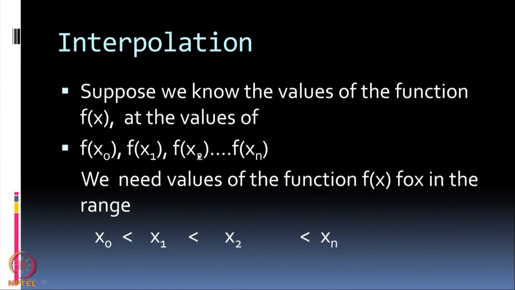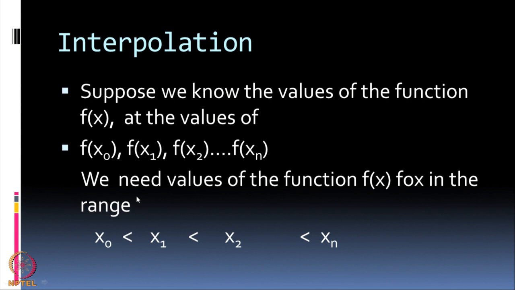I have my data points x0, x1, x2, x3 up to xn. Normally we start counting from 0, 1, 2 up to n. So, when I count from 0 up to n, I have n plus 1 data points. I have n plus 1 values of x, and at each one of those I have already determined the function f(x0), f(x1), f(x2). So, I have n plus 1 values of x and n plus 1 values of the function.